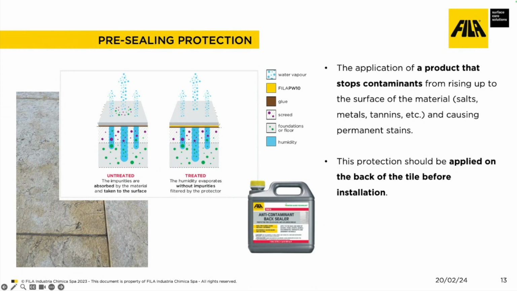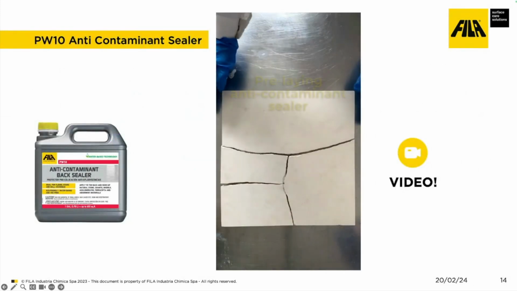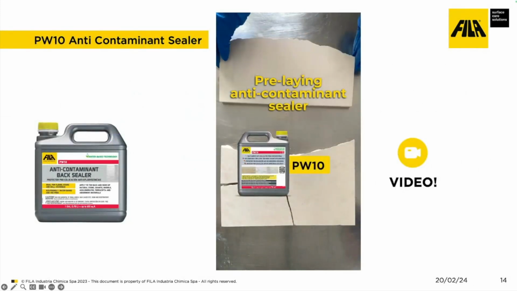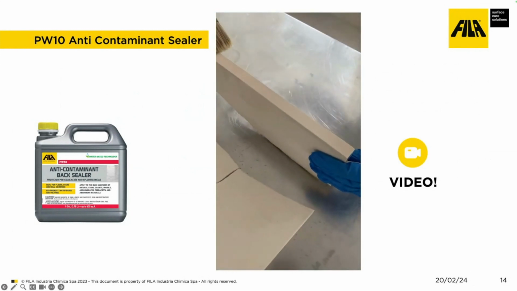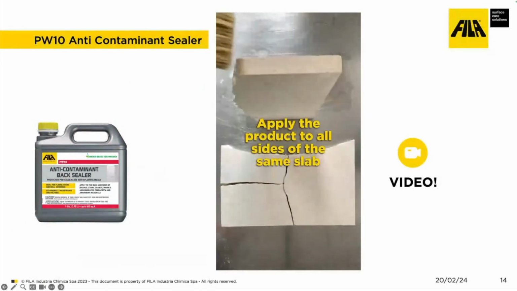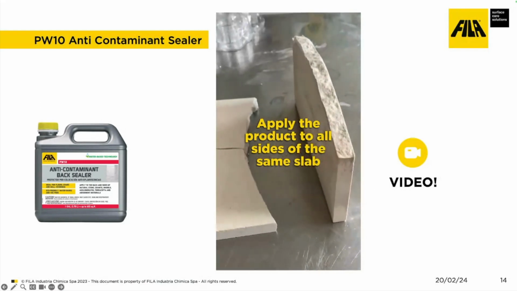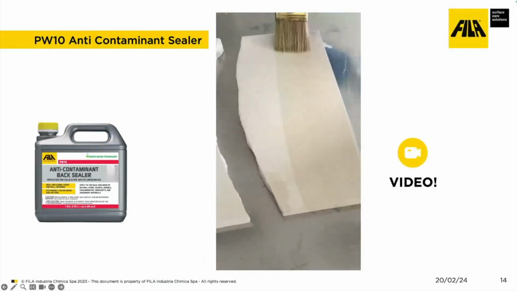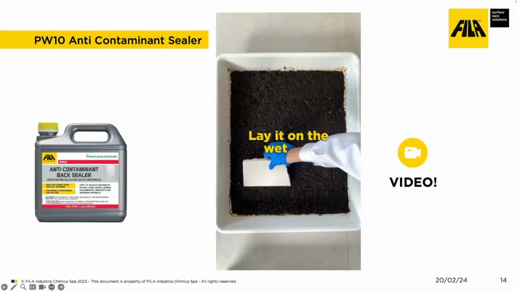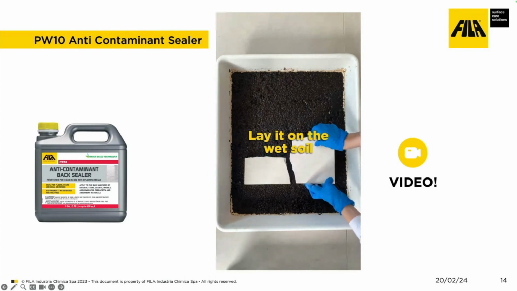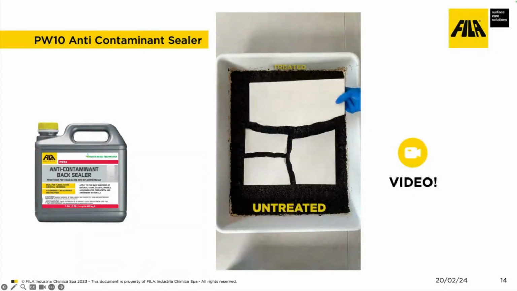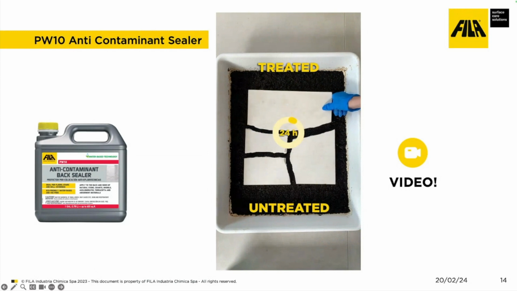But let me show you how this sealer works. We have a little video. We were working with a limestone, so a really absorbent material. We applied PW10 with a brush on the back, on the edge, and in this case, even on the top of the limestone. After 24 hours, we put the samples, treated and untreated, on a sawdust basin.